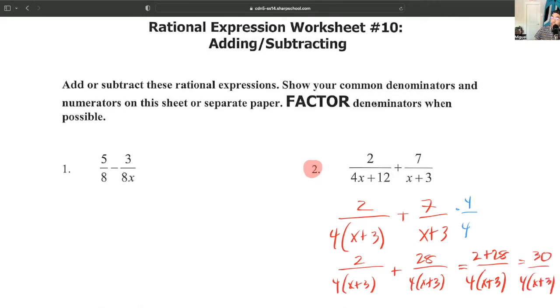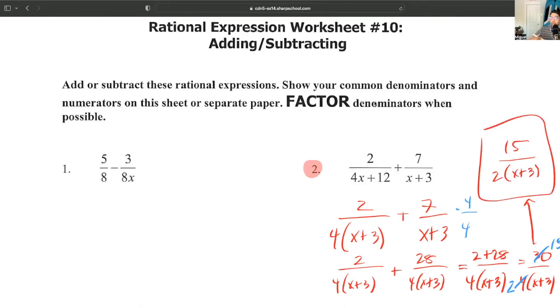And of course, I can kind of simplify that there because it's 30 on top, 4 on the bottom. I can technically divide everything by 2. So that gives me a 15 on the top and the 2 on the bottom. Just going to kind of put my answer up above here. And that's going to be 15 over 2 times x plus 3. And like I mentioned, whenever we're multiplying or dividing these rational expressions, we don't really need to simplify it any further.